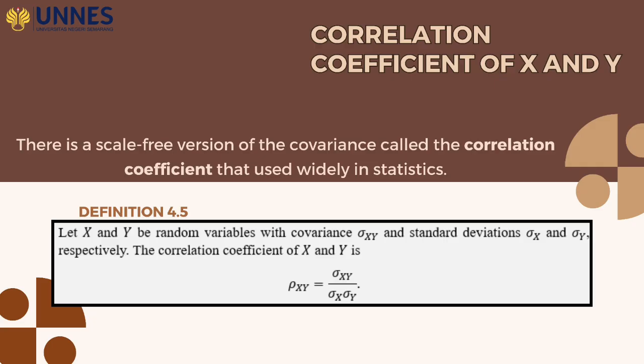And next we have the correlation coefficient of X and Y. There is a scale-free version of the covariance called the correlation coefficient that is used widely in statistics. Here we have definition 4.5. Let X and Y be random variables with covariance sigma xy and standard deviations sigma x and sigma y respectively. The correlation coefficient of X and Y is, we have the formula, rho xy equal sigma xy over sigma x sigma y.